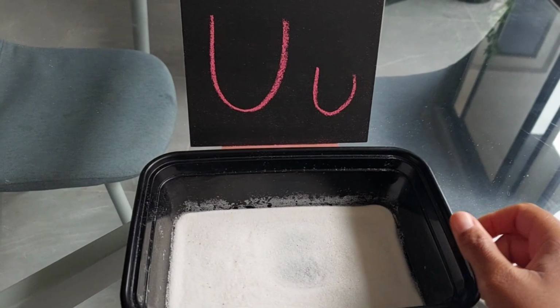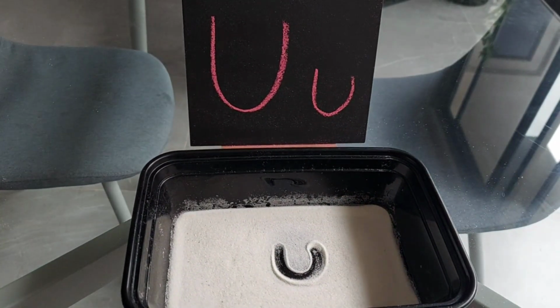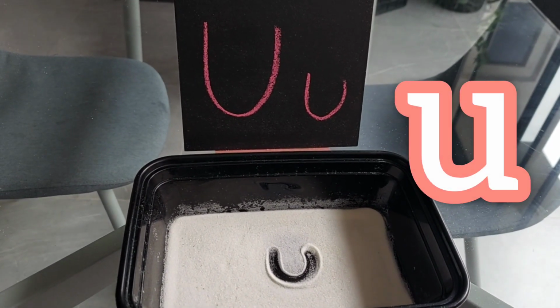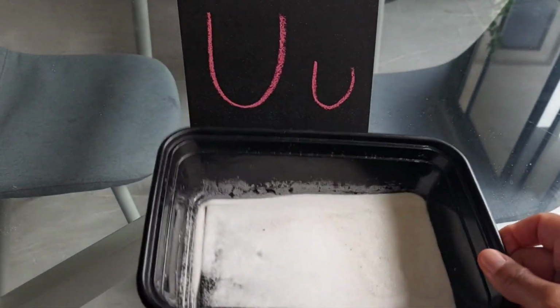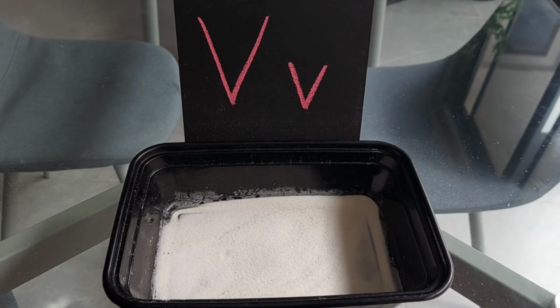Now let's write a lowercase u. We're going to write it a little smaller, start at the top, and go around until we get to the top again. Just like that. Awesome, guys. We're almost there. You guys are doing such a great job. Now let's learn how to write the letter V.